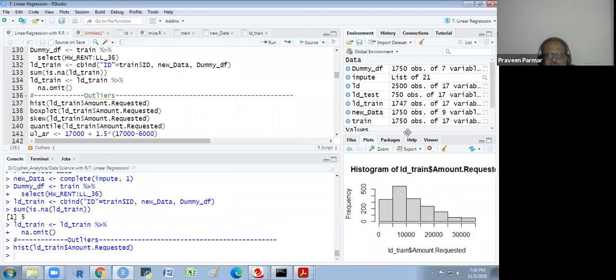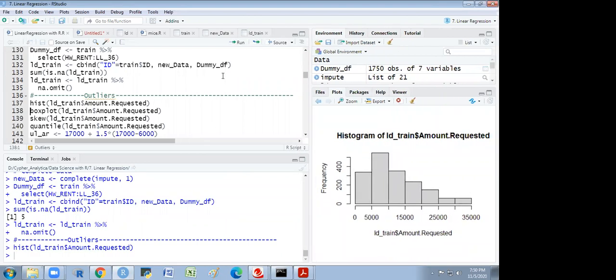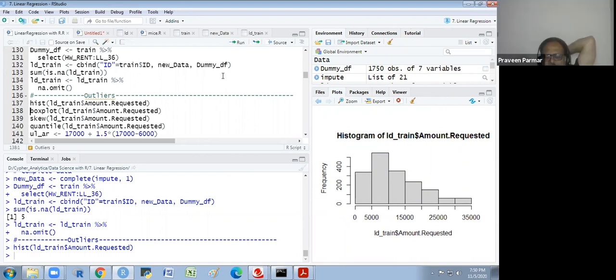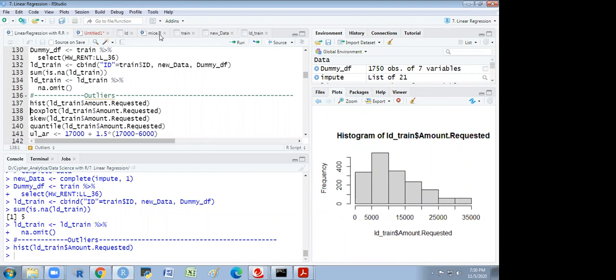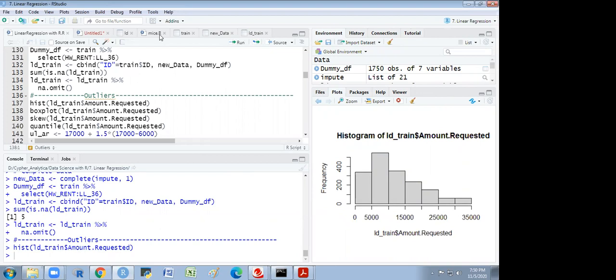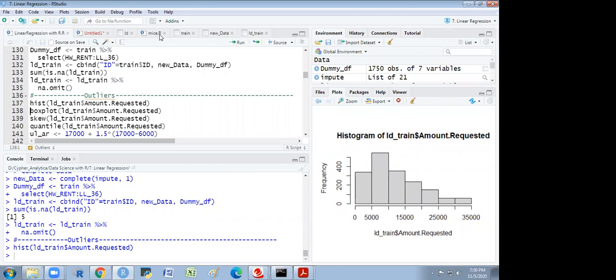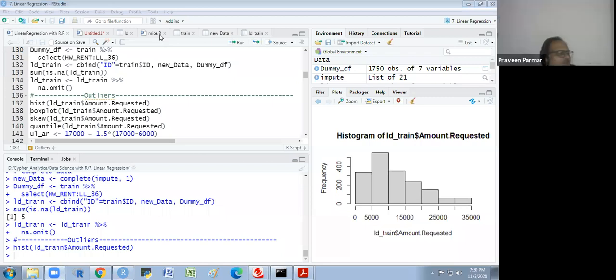What does it tell you? This histogram, what are you getting? Data is not normal, sir. Correct. So is it positive or negative? Negative. Negative is good. Anyone else? Positively skewed. Sir, positive is good. Okay. It is positive skewed.